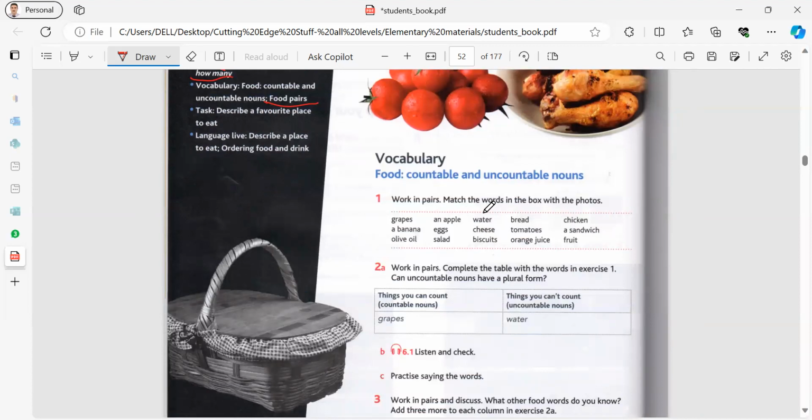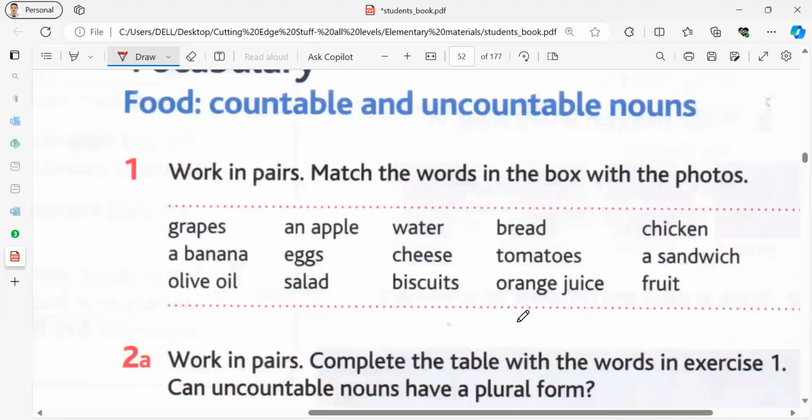Now, what should we do? Match the words in the box with the photos. Who can read? Yalla, go ahead, please. Grapes. Apple. Banana. Olive oil. An apple. Eggs. Salad. Water. Cheese. Biscuits. Bread. Tomatoes. Orange juice. Chicken. A sandwich. Fruit. Yes. Thank you.